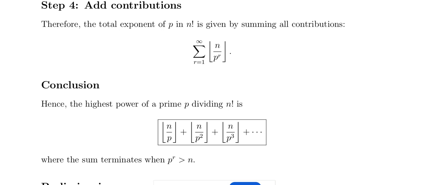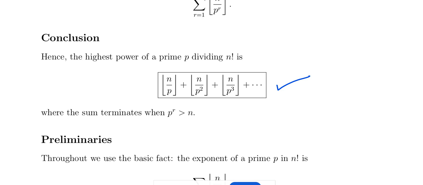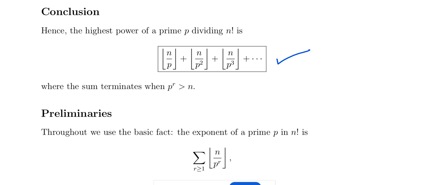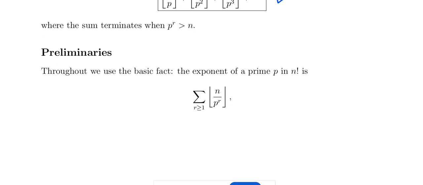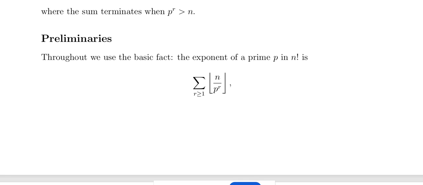The highest power of p dividing n factorial is n by p plus n by p square plus n by p cube and so on. It terminates when p power r is greater than n. This is the idea. The exponent of the prime p in n factorial is of the form summation n by p power r.